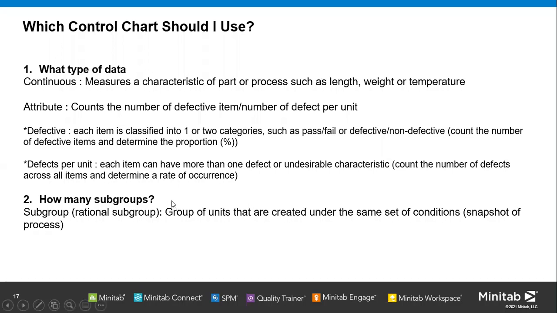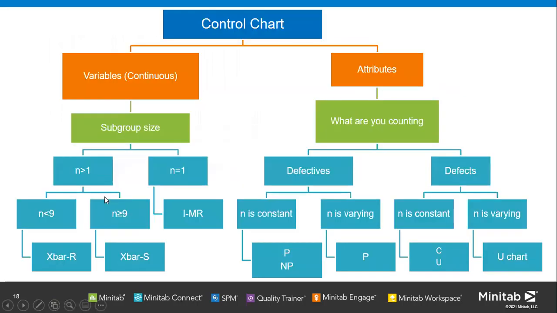Okay, and the other factor you need to consider is how many subgroups. The subgroup is what we call the rational subgroup: a group of units that are created under the same condition, maybe the same machine, same operator, but just at a different time. For example, every 2 hours, you take 5 samples. So within the 2 hours, you must take the 5 samples to get the measurements. That is what we call the subgroup. If every 1 hour you take only 1 sample, then your subgroup size is only 1. If every 3 hours you take 8, 9, or 10 samples, then your subgroup size is 10 or 9. It depends on this subgroup size to choose the type of control chart itself.